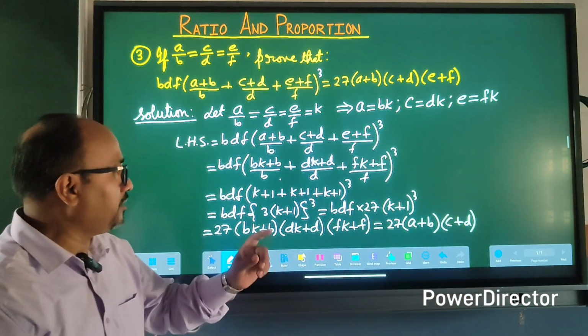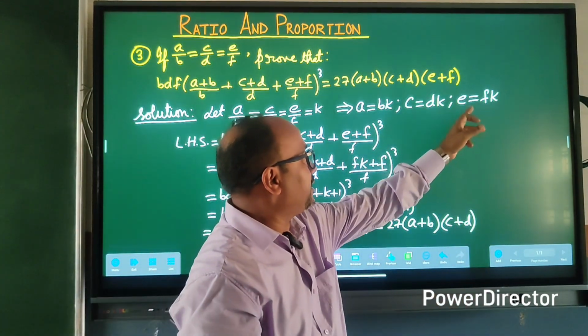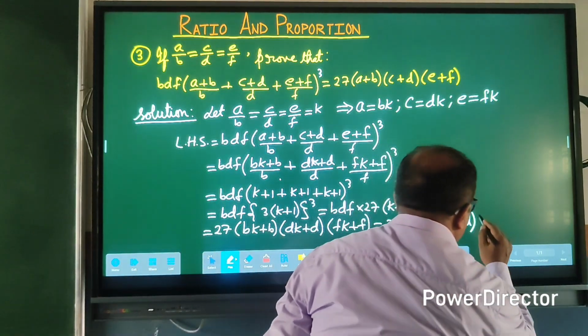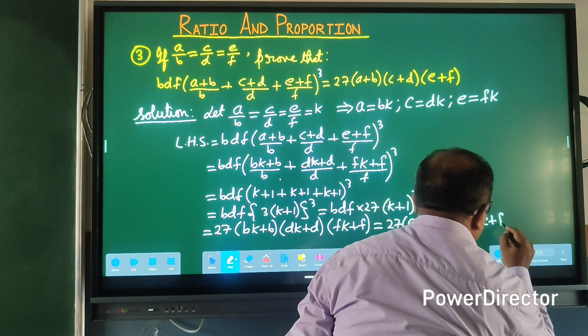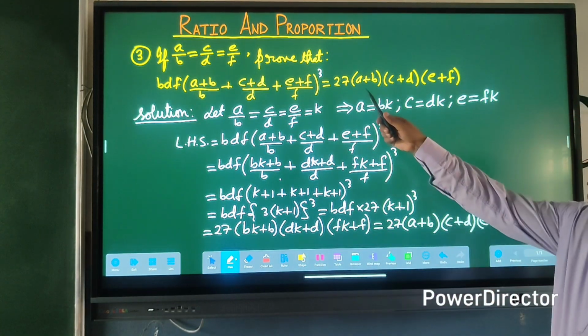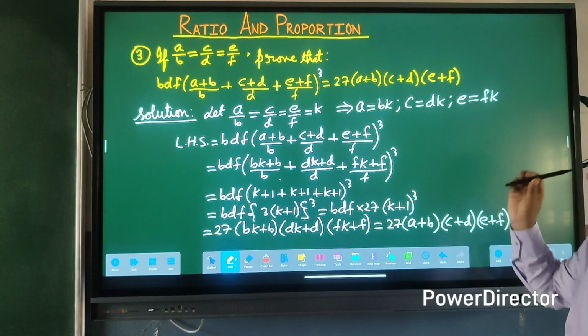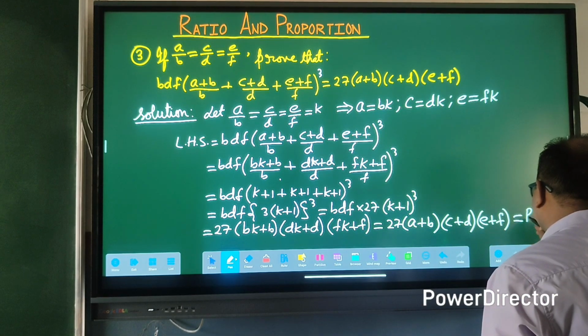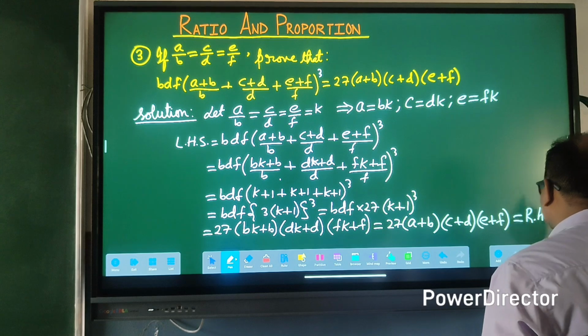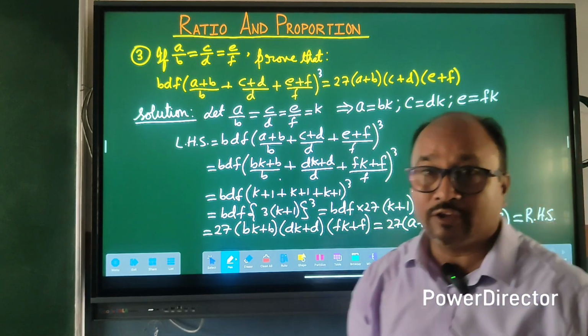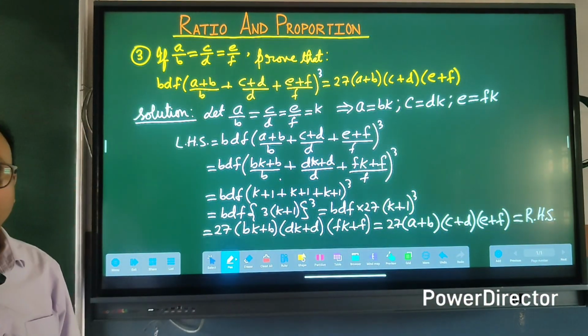And the last one, fk, can be written as e. So I will get it as e plus f, and that brings to you the RHS part. So that is equal to RHS, and the sum is done. I hope you have understood the solution of it.